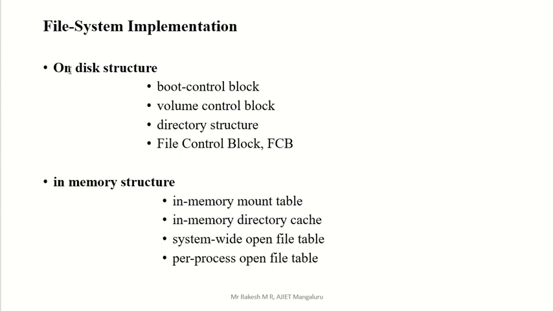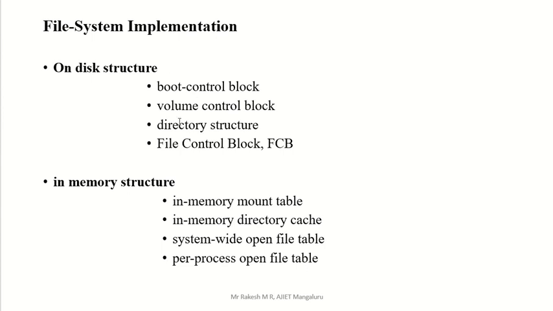On-disk structure contains four things: one is the boot control block, the volume control block, the directory structure, and the file control block, short form FCB. In-memory structure will contain things related to your main memory. Inside this we have four parts: the in-memory mount table, the in-memory directory cache, the system-wide open file table, and the per-process open file table.